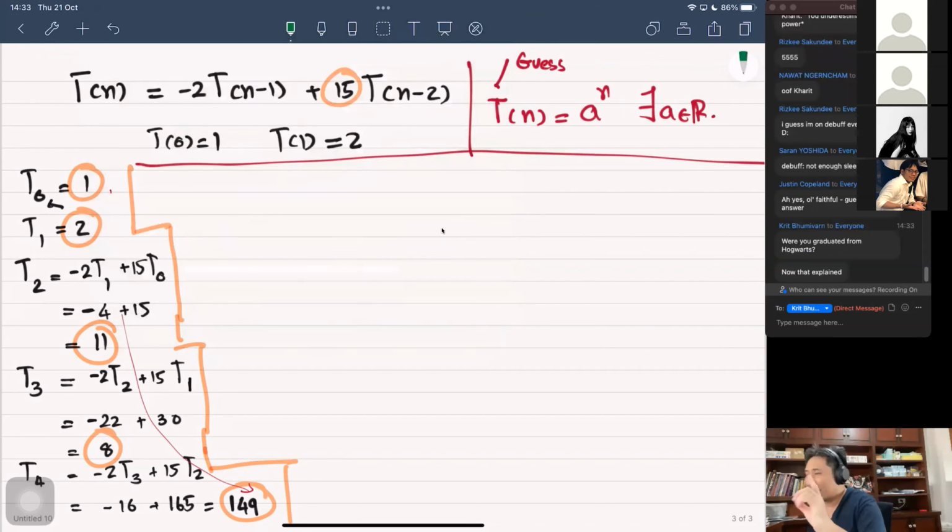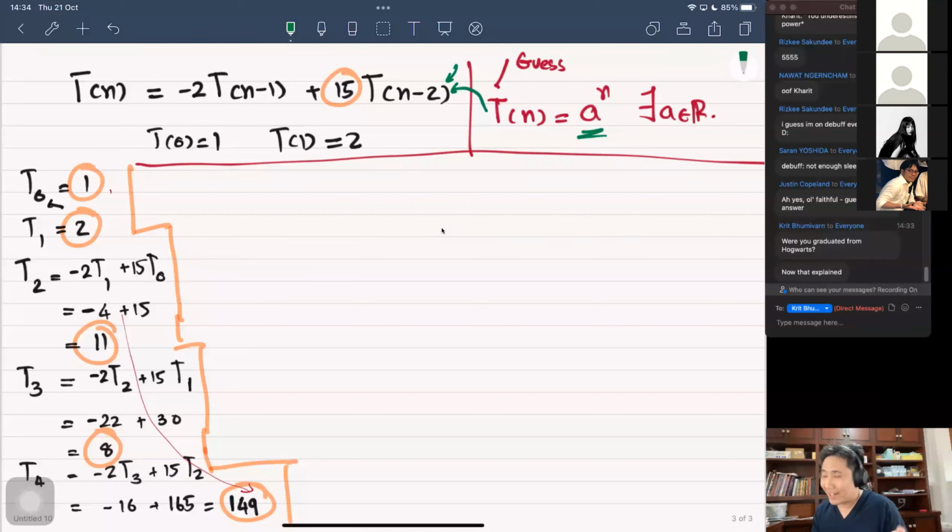Okay, so let's do this. We are not guessing one answer, we're guessing a whole bunch of answers. But we know if this thing is going to work, when you plug in the top equation, it should satisfy the top equation. This is a key idea. If a to the n works for some number a, then if you plug it into the top equation, it should satisfy the equation.